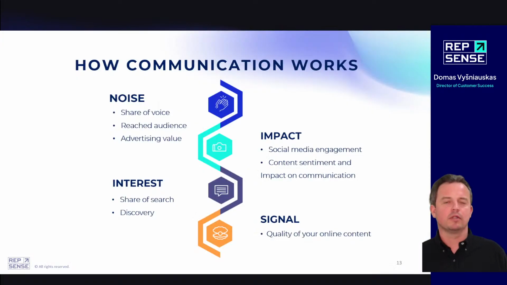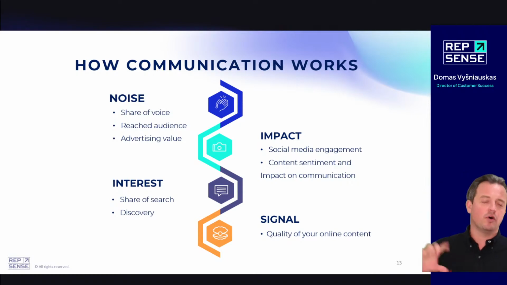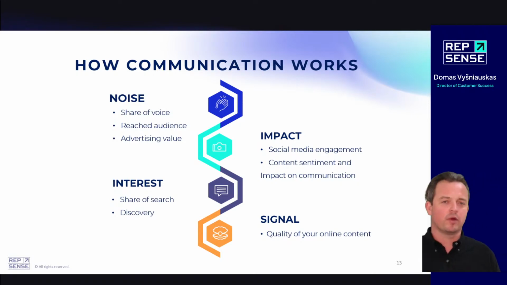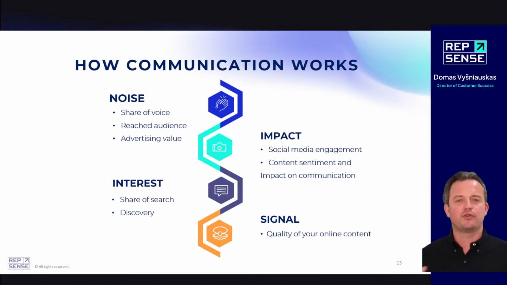The name of the model is NIIS, N-I-I-S. At the top, we have all the noise that's being created, and of course, we want to use metrics to measure that. We're going to measure share of voice, the reach of the audience, and the amount of money being spent to advertise. This will show the size of the noise that has been created. So for our noise KPI, the three metrics, share of noise, reached audience, and advertising value, will be very good metrics to show that.